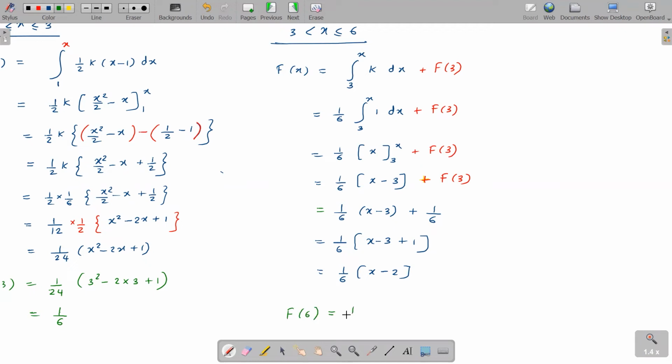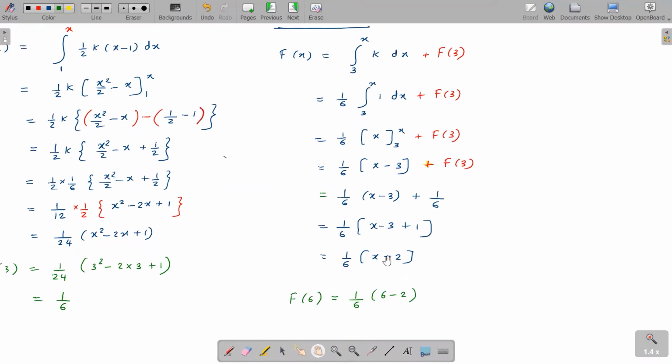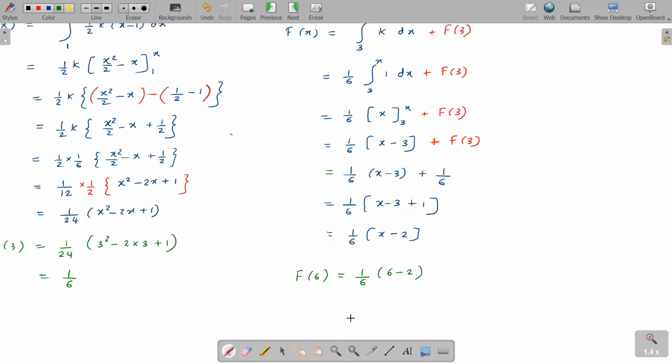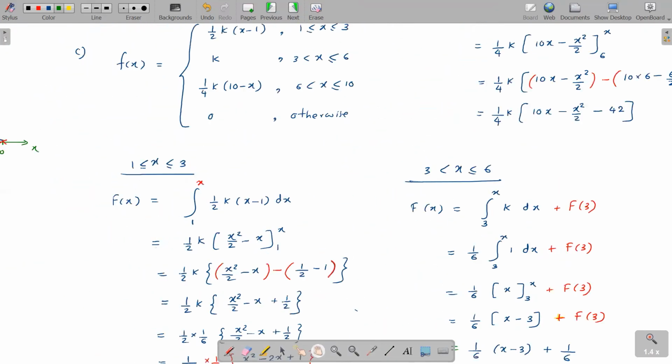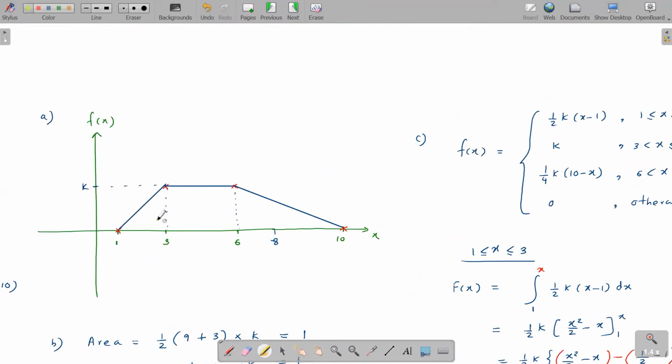F6. So when I give F6, I get the area completely behind 6, from 1 to 6. So I get here F6 equals 6 minus 2. Okay, I need the full area. Capital F6 means the full area from 1 to 6. What do I get here? 1 over 6, 6 minus 2 is 4, which is 2 over 3. Do you realize 2 over 3 is the total area? The total area from here, this full area is 2 over 3.